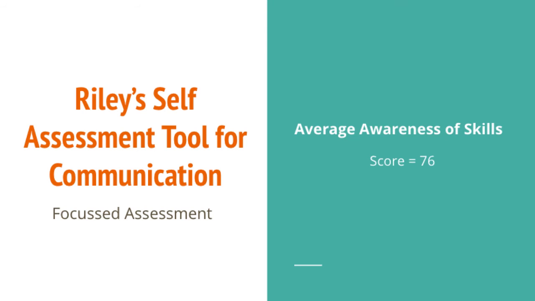The final test that I took was Riley's self-assessment tool for communication. This test was extremely easy to take. Unlike all of the others, this test took me about 3 minutes maximum. Each question was on a scale from 1 to 4, 1 being not skilled and 4 being very skilled. My total score was a 76, which indicated an average awareness of skills.